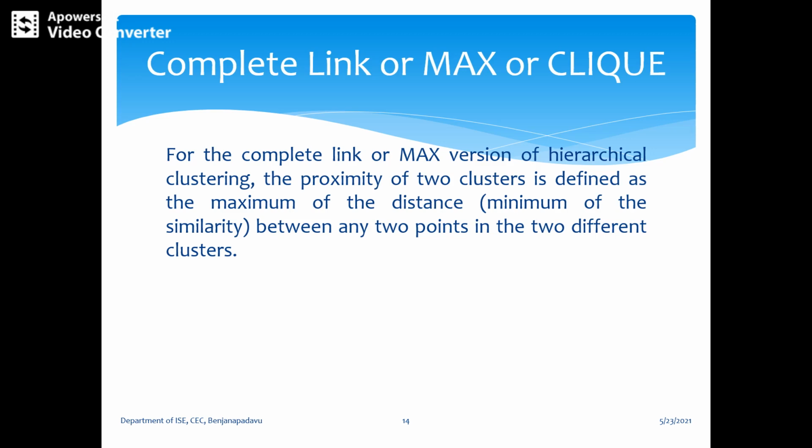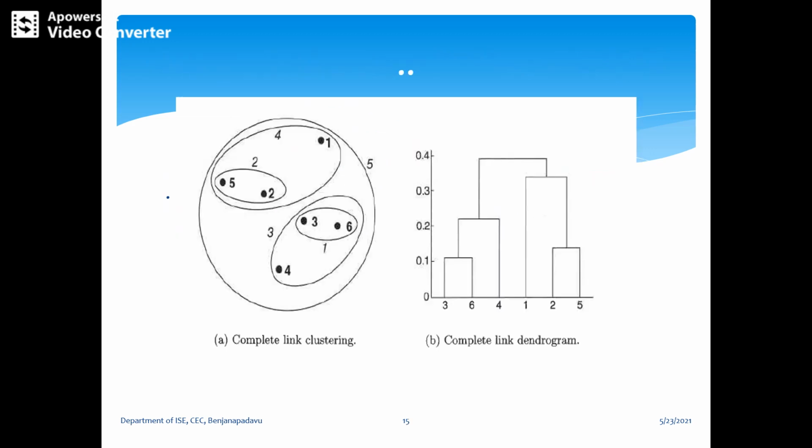Okay, in the next slide we have a diagrammatic representation. We are going to show the complete link clustering and also the complete link dendrogram. This is figure 8.17, which shows the result of applying max to the sample data set. Again, do not confuse the dark circles with point numbers. We have taken six points: 1, 2, 3, 4, 5, 6. As with single link, points 3 and 6 are merged first.